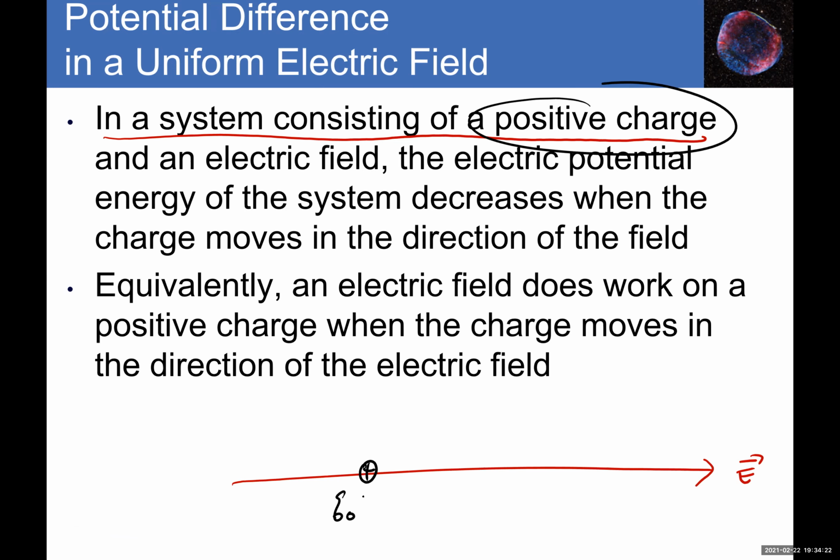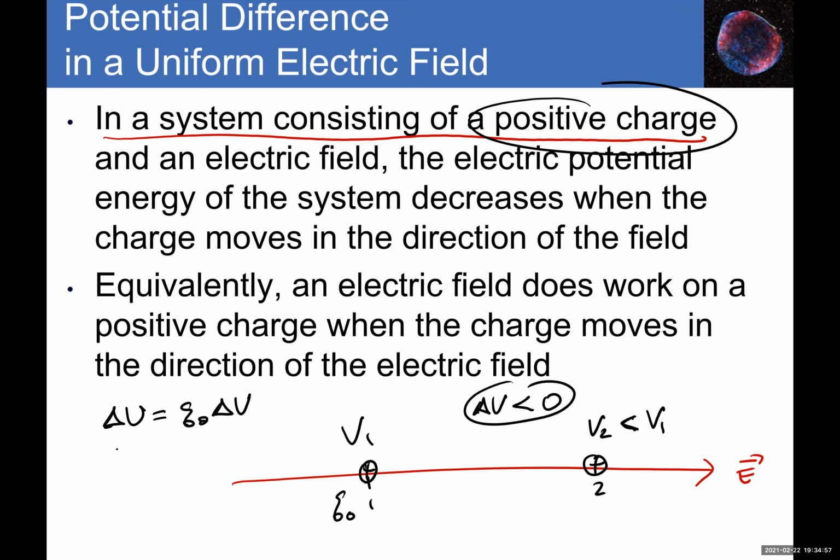So what we have here says: in a system consisting of a positive charge and an electric field, the electric potential energy of the system decreases when the charge moves in the direction of the field. It should make sense, right? Going from point 1 to point 2, we know delta V is negative. Why? Because V2 is always going to be less than V1, since you're going in the direction of the electric field. And since delta U equals q naught times delta V, if delta V is negative, delta U is negative, which means that potential energy decreases.